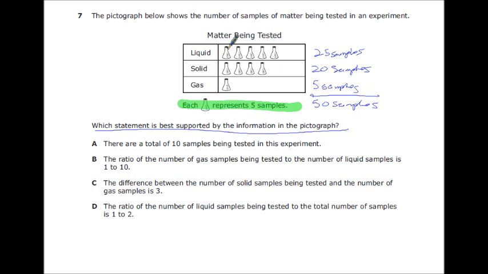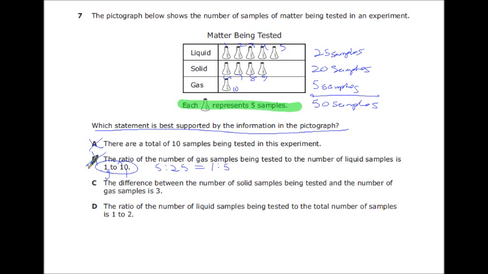This is going to confuse people because they're going to go 1, 2, 3, 4, 5, 6, 7, 8, 9, 10, but there's really not 10 samples. There's actually much more than that. There's 50, so A is wrong. B, the ratio of the number of gas samples being tested to the number of liquid samples is 1 to 10. So that's 1 gas to 10 liquids. Actually, it's 5 to 25, which is equal to a 1 to 5 ratio.